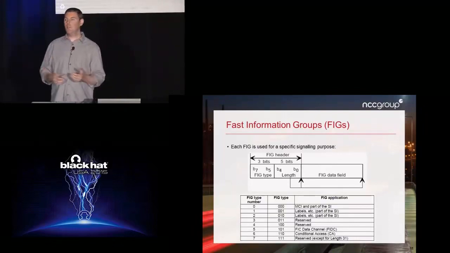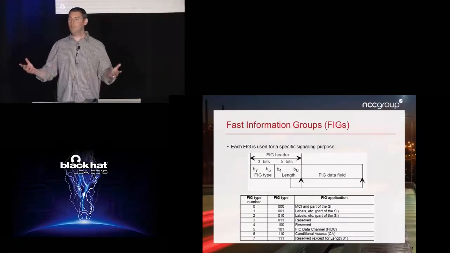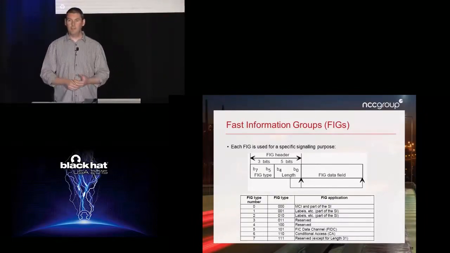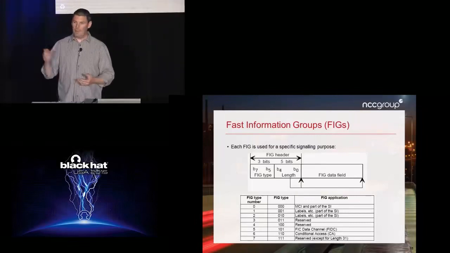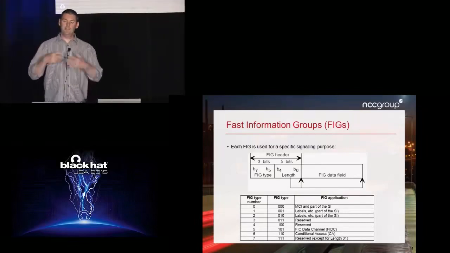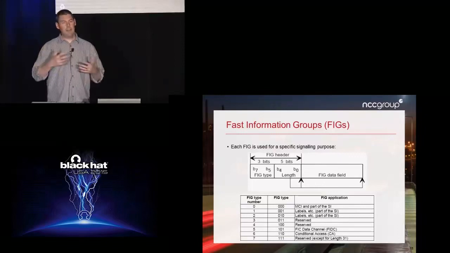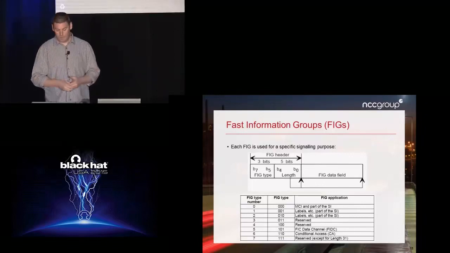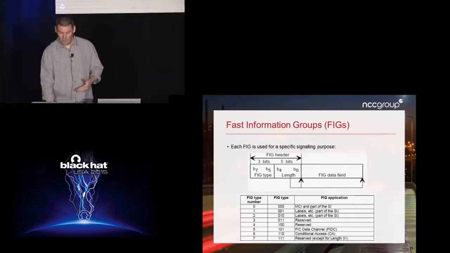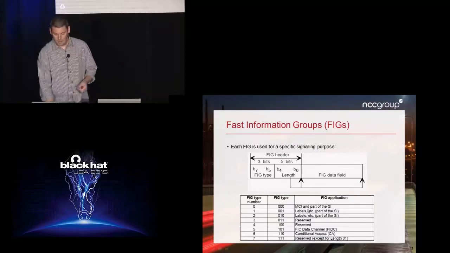So in the UK, one of the ensembles is National One, which has got all the BBC radio stations in there. But the label is the name of the ensemble and the name of each of those radio stations within the ensemble. So you'll have FIGs that represent those labels and others that represent other configuration information.